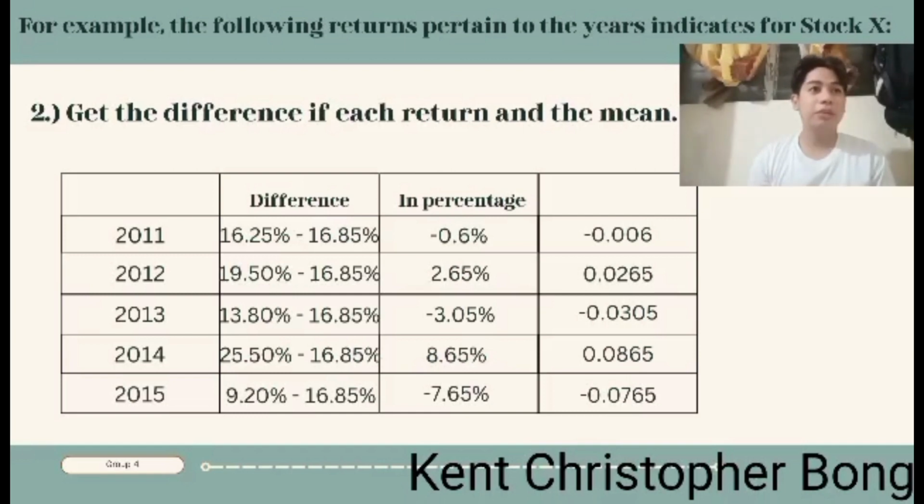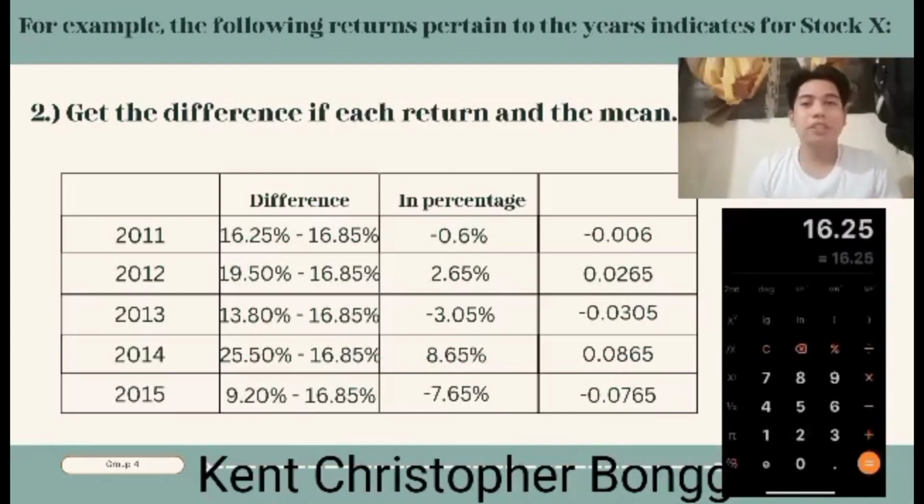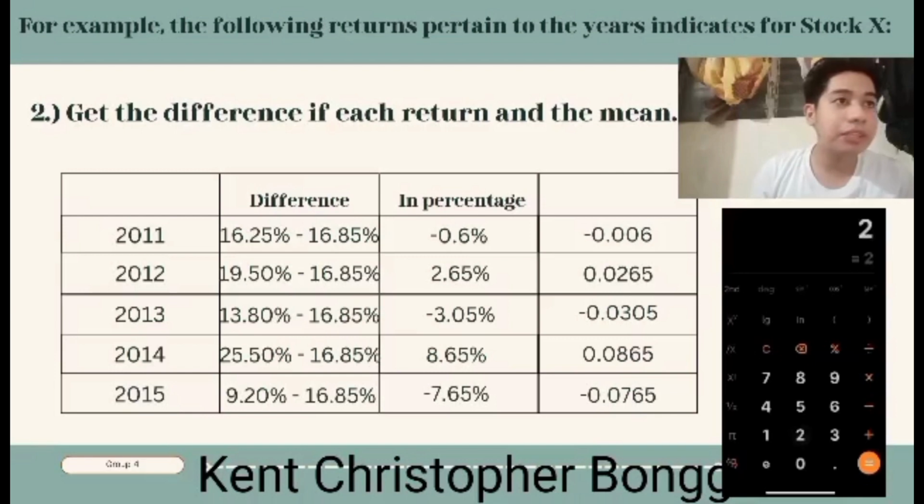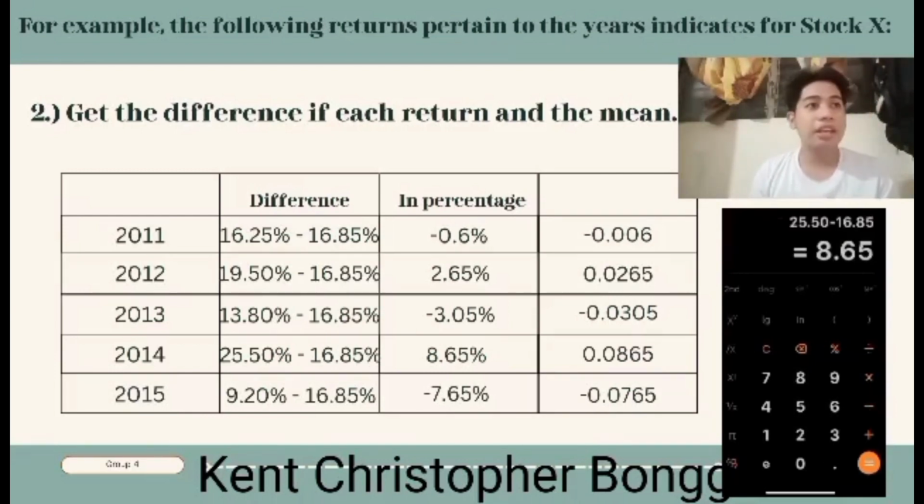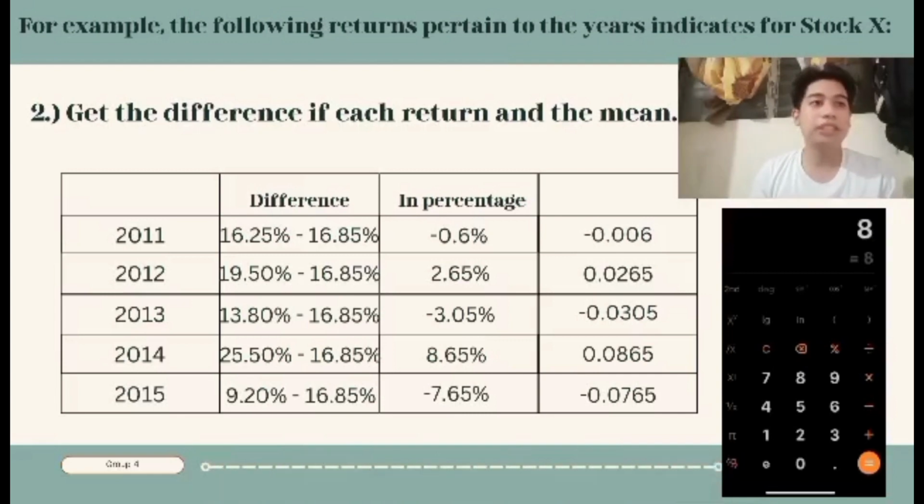Next is to calculate the difference between two numbers: subtract the smaller number from the larger number. The result will be the numerical difference between the two values. So, for example, get the difference of the return and the mean. The difference is 16.25% minus 16.85%, and the result is negative 0.6%, or negative 0.006.